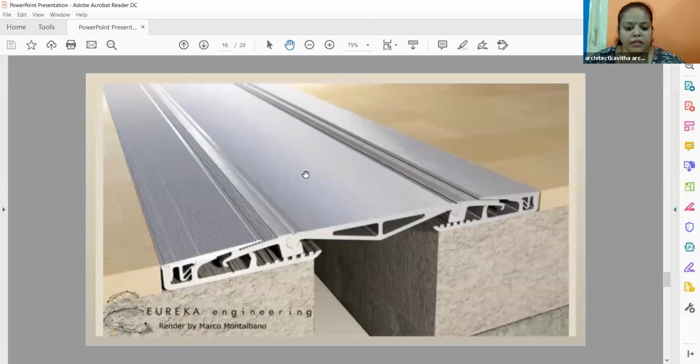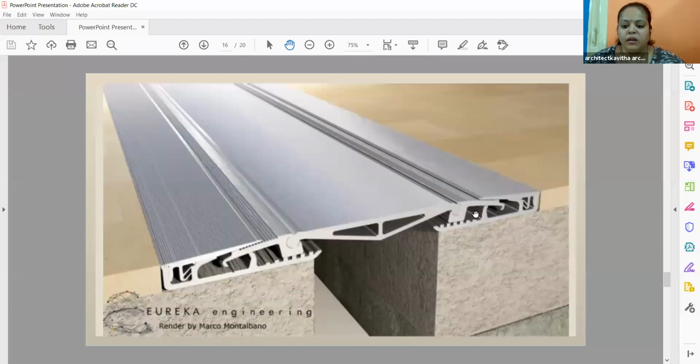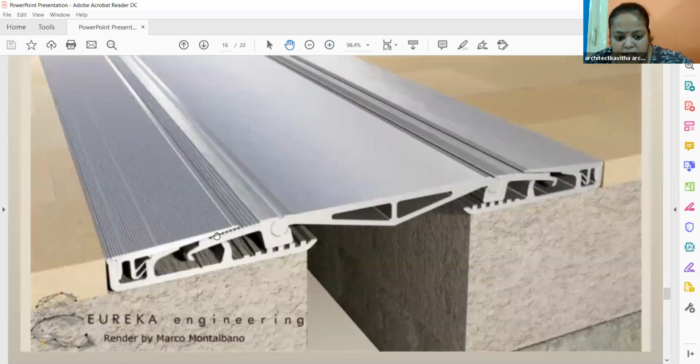The next is one more kind of thing. I showed you the AC sheet covering, right? This one is out of aluminium. If you see here, I'll just zoom here. This is a separate plate from here to here, and this is a separate C plate. You have these grills, right? These will help the expansion movement to happen. This is also provided in the roof.